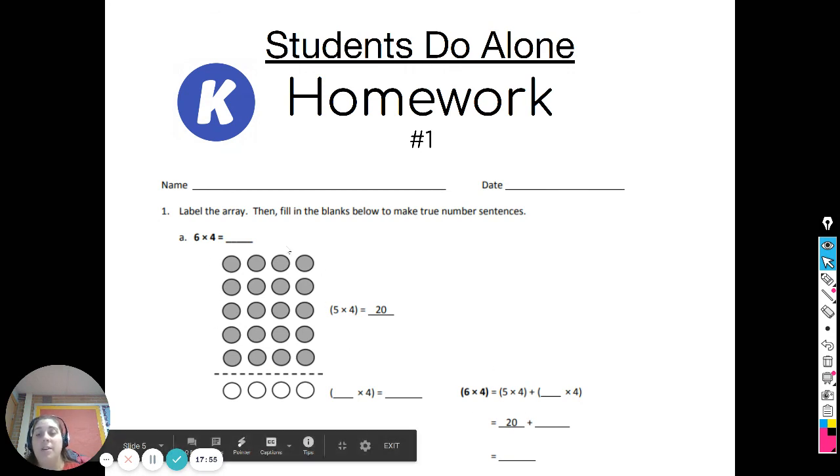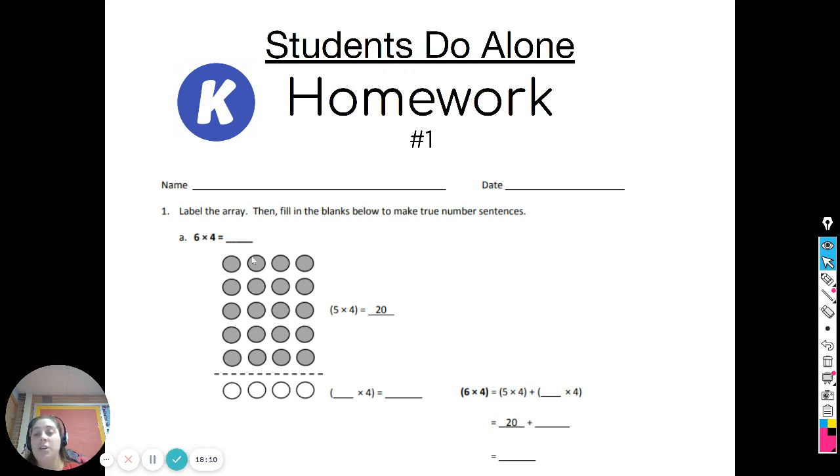First, they broke it down into 5 groups of 4, okay? And then they have another group down here. So you're taking those 2 groups, you're solving them, and then you're adding them together. Once you get your answer down here, you know that that's the answer to your big equation, and then you can fill it in up here. Okay, so go ahead and you're going to get that Kami assignment open.